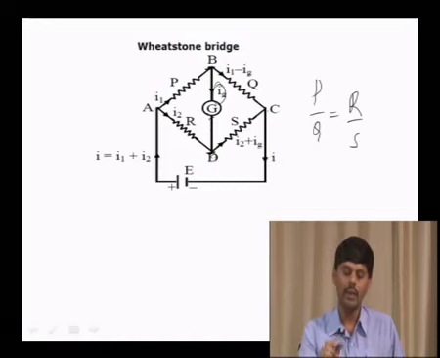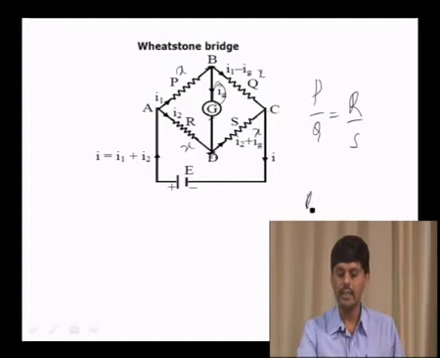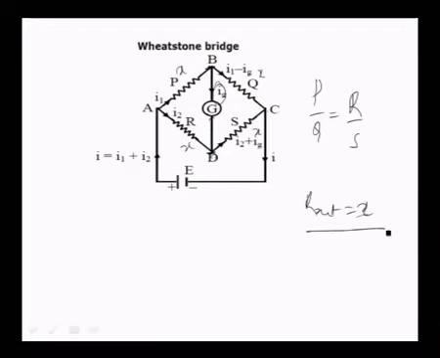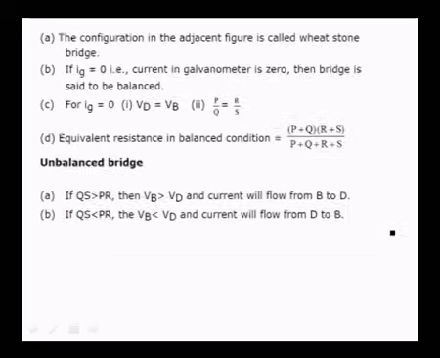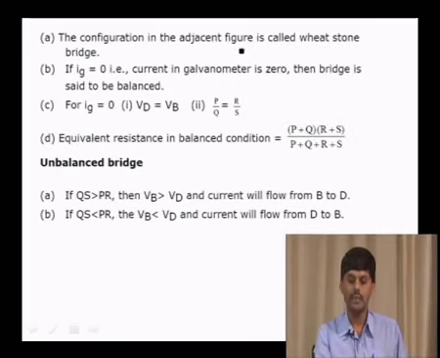And also I give you one idea. If all the 4 arms of the resistors are equal, say for example X, X, X, X, all are equal, the net resistance, that is R net, the total resistance, is equal to X only. This is very important for calculating the answers. Next, what I have discussed, the configuration of the adjacent figure, is called a Wheatstone bridge.